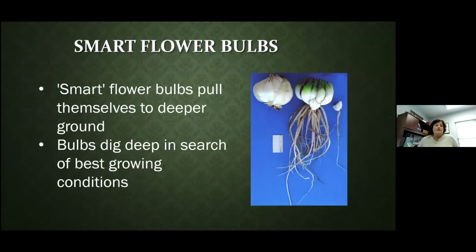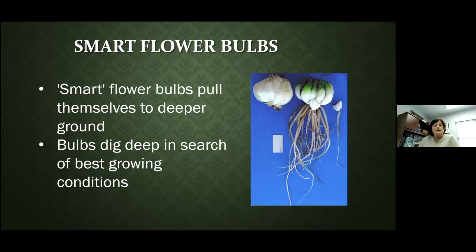Now, for those of you who maybe are like me and sort of scratch out the place and say, okay, that looks about deep enough, and then you put the soil over, I recently found this information. It's research-based information, called Smart Flower Bulbs, and they found that some flower bulbs will actually pull themselves deeper into the ground with their roots. It's almost like the roots sort of stretch out and then contract, pulling that bulb deeper down if needed. They are doing that because they want to find the best growing conditions.